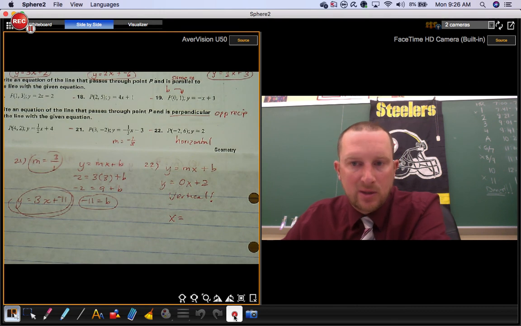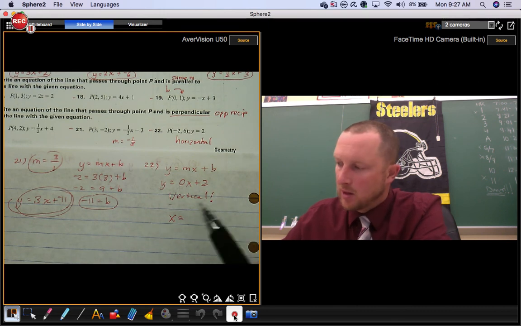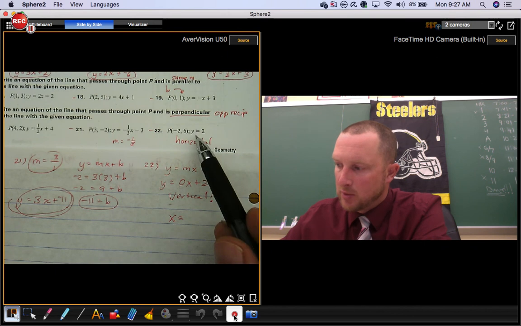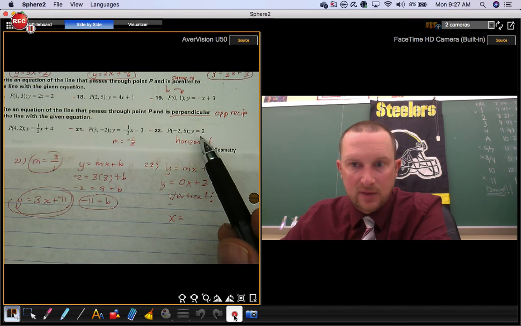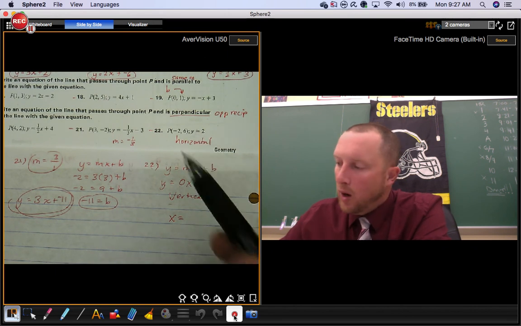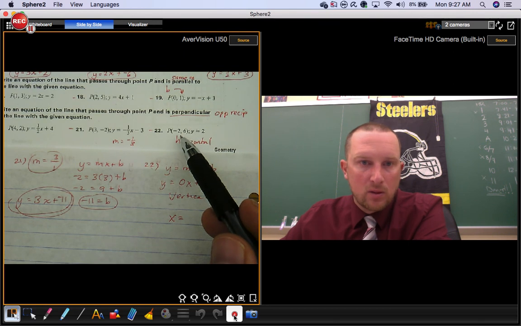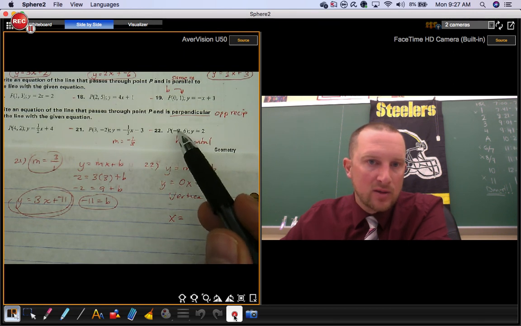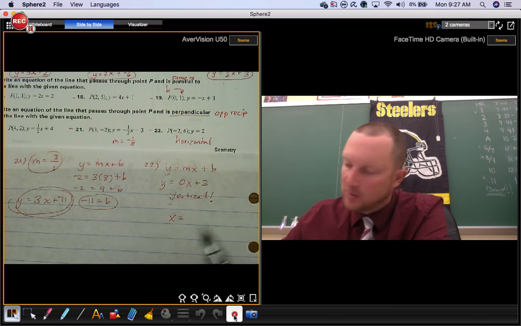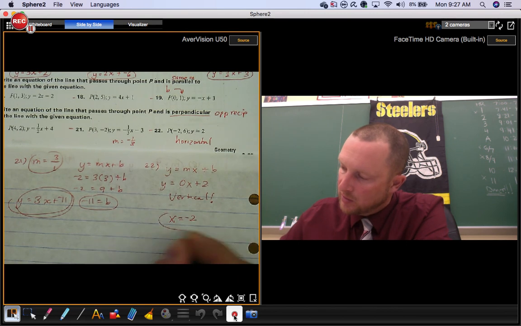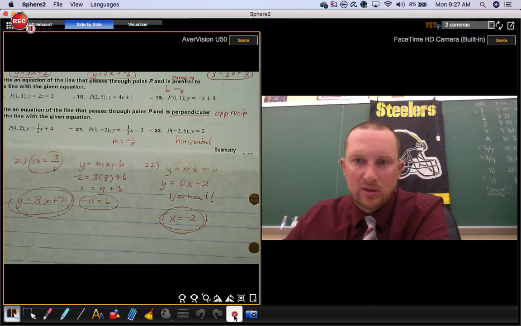Well, which number? There's a lot of lines that are perpendicular to this line, infinitely many, but there's only one that's going to go through that point. And the one that goes through this point is going to be the one that has that x value. So your answer is x equals -2. That's all you do. That's your answer.